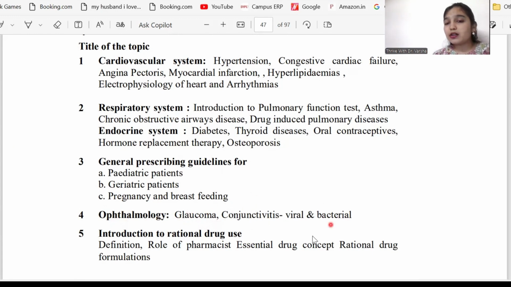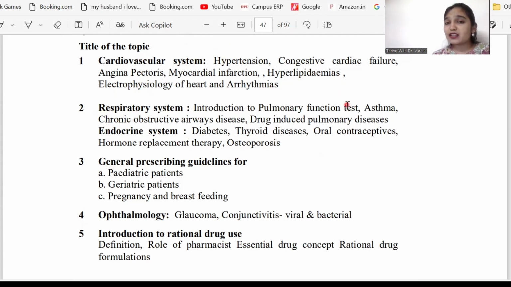Ophthalmology, glaucoma, conjunctivitis: the fourth chapter is again for 5 marks, and sometimes they can ask you for 10 marks. It's rare, but yes. And the fifth chapter, introduction to rational drug use, is 5 marks. So the third, fourth, and fifth will be for 5 marks. Then the first and second chapters, cardiovascular system, respiratory, and endocrine system.